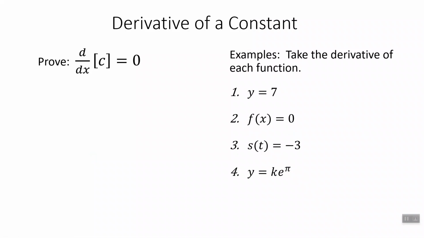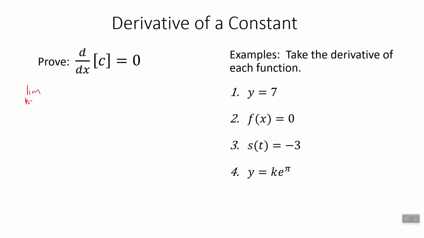All right, so the constant rule. We don't just get these rules, we have to come up with the rule. So this is saying, what's the derivative of a constant? C is some constant, and we're saying that the derivative of it is equal to 0. We want to show that this is true, so let's take a look at our limit definition.